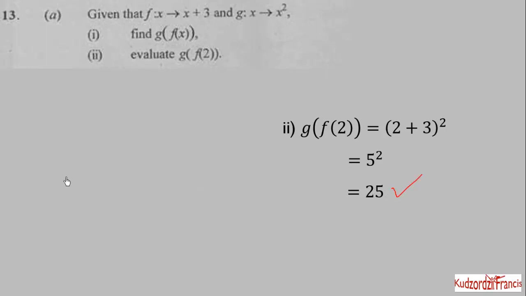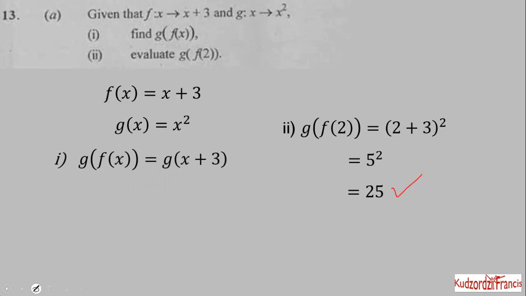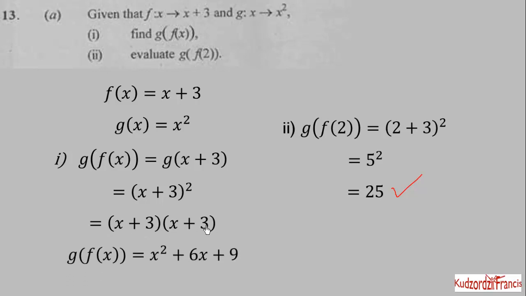That will be the I part. So for the I part, we just plug in the function, which is put f of x inside g of x. So wherever you see x, you put x plus 3. So x plus 3 squared will be the same as x plus 3 times x plus 3, and when we expand we get x squared plus 6x plus 9.